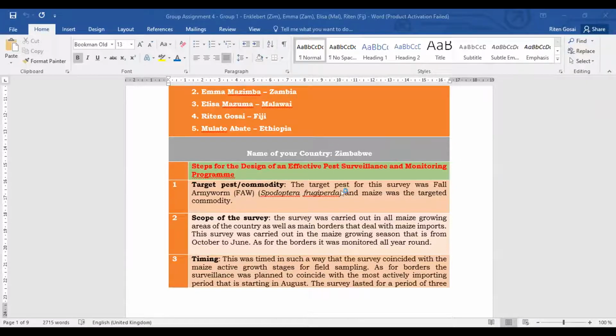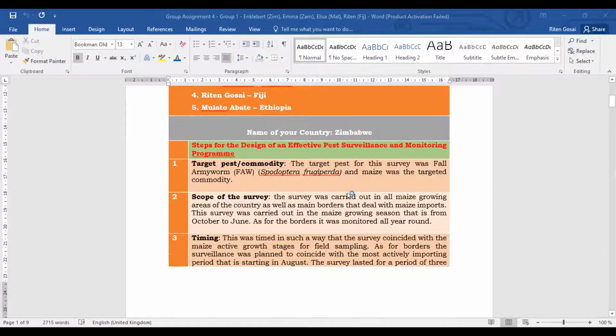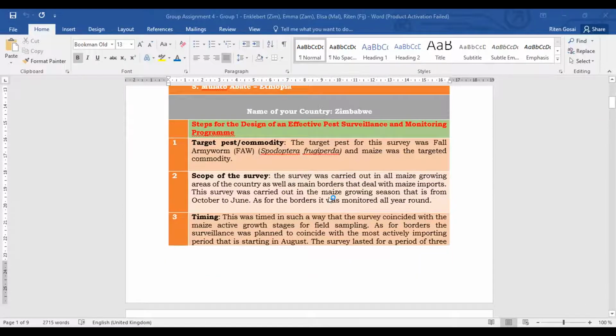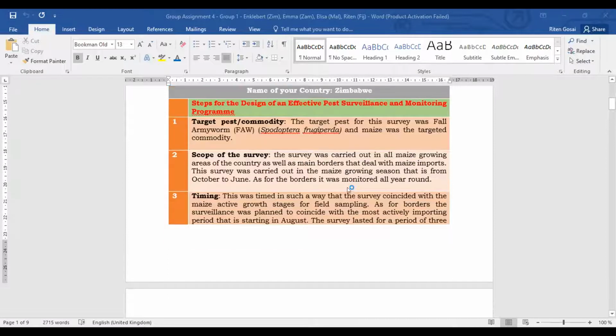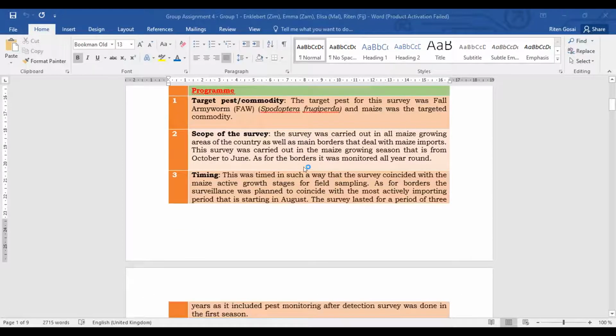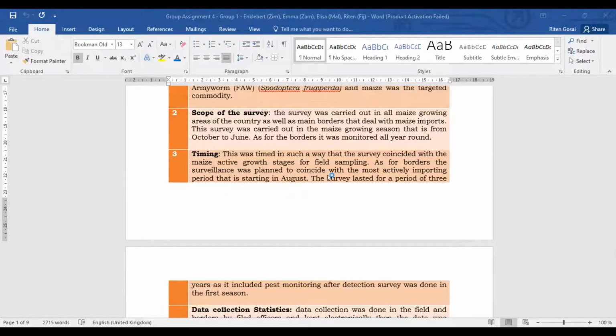Enclebet has talked about fall armyworm surveillance in his country. So that was their target pest, and the commodity was, of course, all of the host materials that fall armyworm can attack, which is, of course, a lot. And the scope was to conduct the survey in the maize areas of the country, as well as in borders that deal with maize imports. And the timing was such that the survey coincided with the maize active growth stages for sampling.